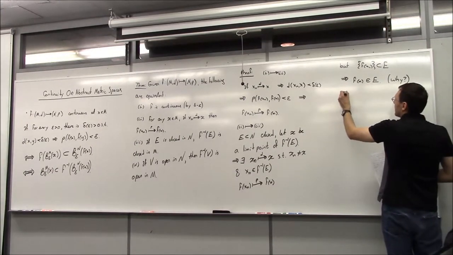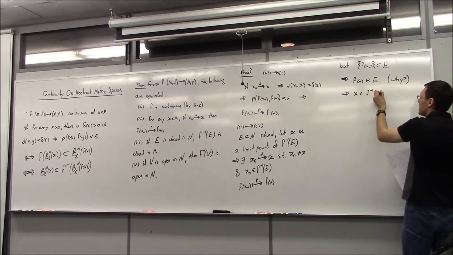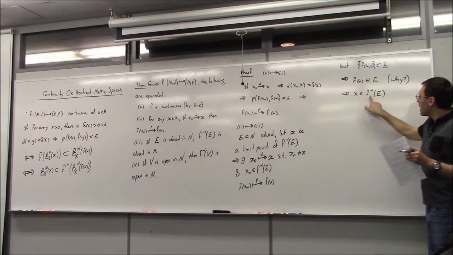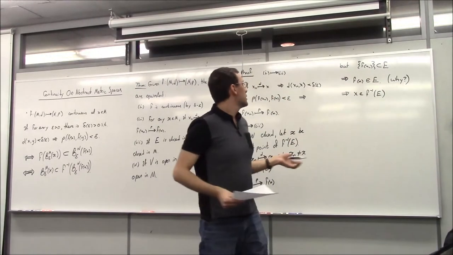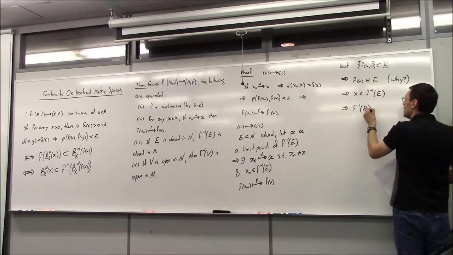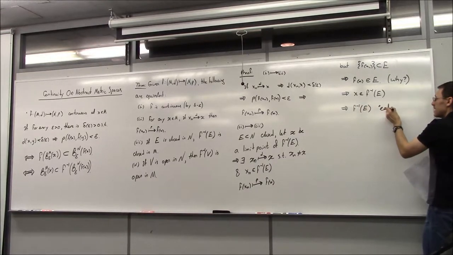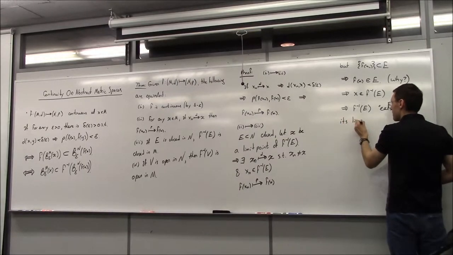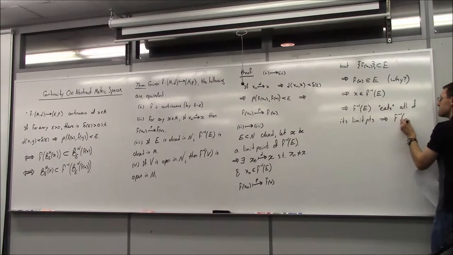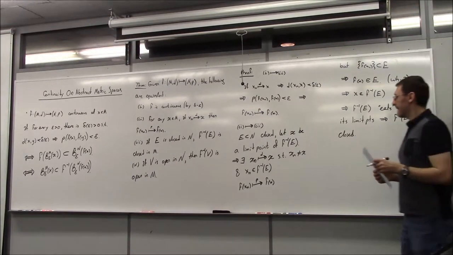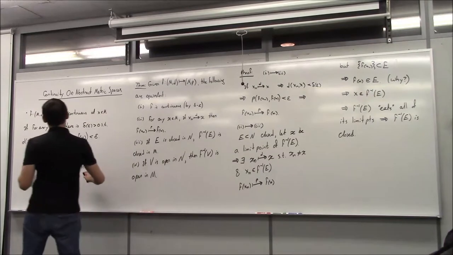And what does that imply? That implies that x is in the preimage of E. This is like a passive tense. F has mapped x into E. X is mapped by f into E. That's what this is. Okay? So it means that the inverse image of E eats all limit points, which implies it's closed. And we're done. Good? You remember this?